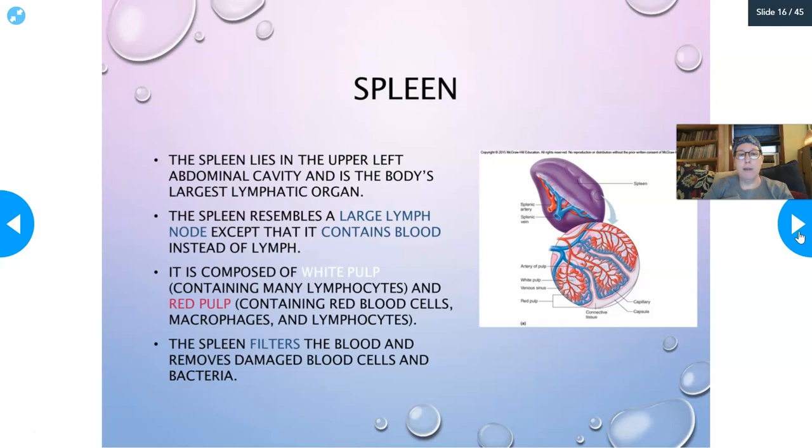It is composed of white pulp that has white blood cells, most of them lymphocytes, and red pulp, which contains red cells, but also some macrophages and some lymphocytes. It filters that blood and removes damaged blood cells and bacteria. So remember, in your blood chapter, your red blood cells only live about 120 days. When they get old and broken down, they have to be removed. And so the spleen is the filter that catches all of these old red cells and removes them from circulation and helps break them down, because the macrophages help break them down.